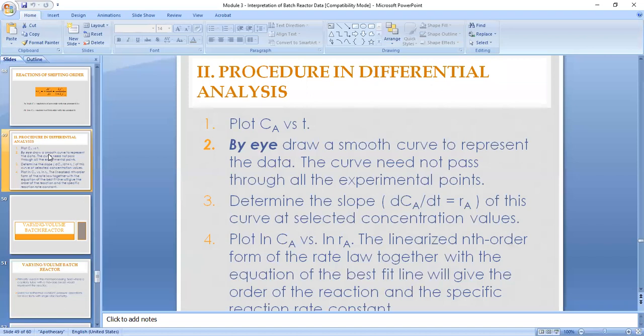Then you don't use integral analysis, because if you're going to use it, you have to test even in the empirical method of determining the N and K, and it will take you a lot of time solving all the data that will conform to the assumed value of N. Now, in determining the K value, that should not vary, as we have discussed, based on the assumed value of N. I'm talking about the empirical rate equation.